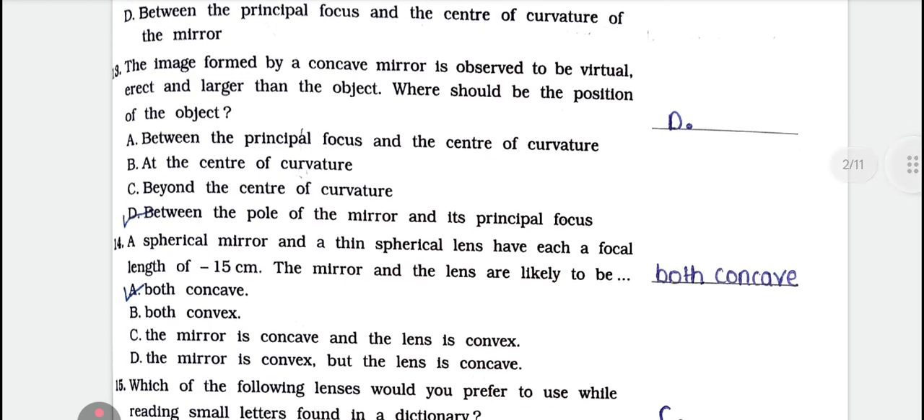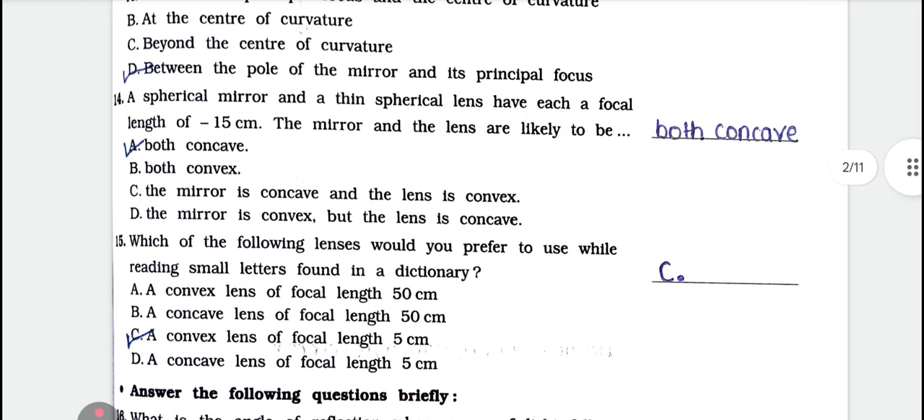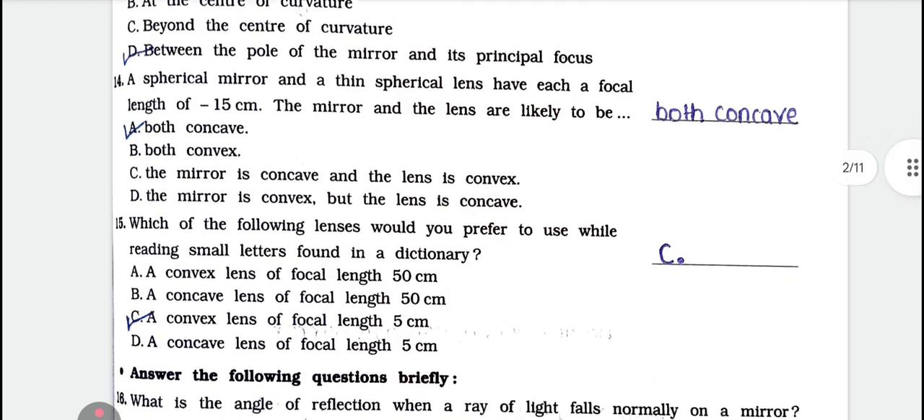The image formed by a concave mirror is observed to be virtual, erect and larger than the object. Where should be the position of the object? Option D, between the pole of the mirror and its principal focus. 14 number, a spherical mirror and a thin spherical lens have each a focal length of minus 15 centimeter. The mirror and the lens are likely to be both concave.